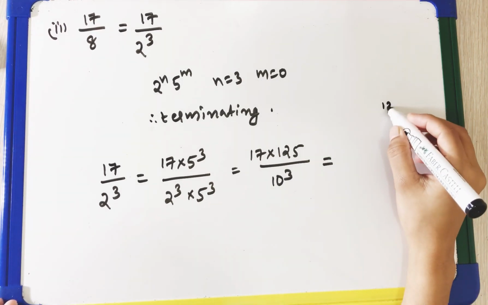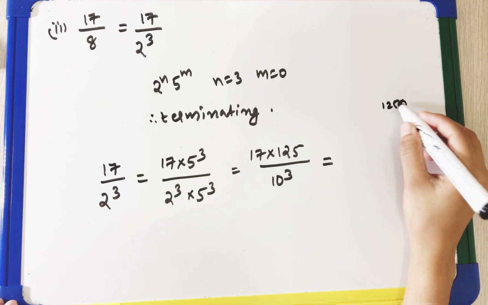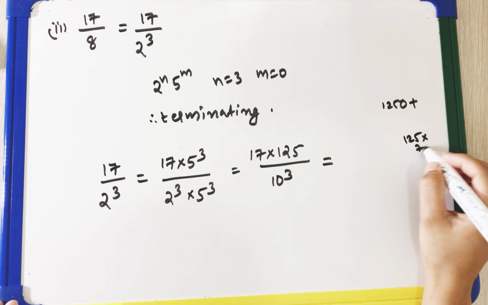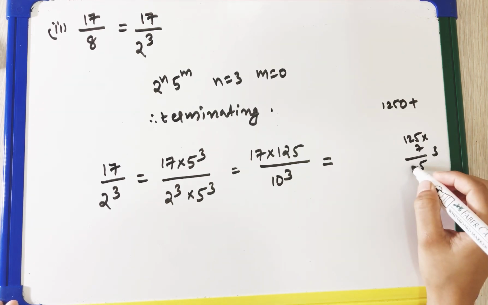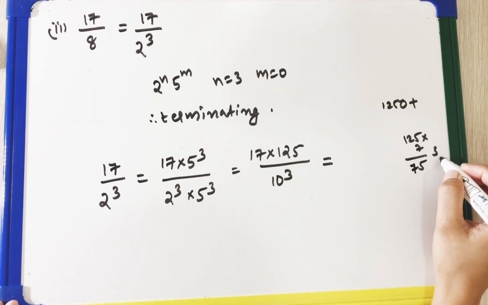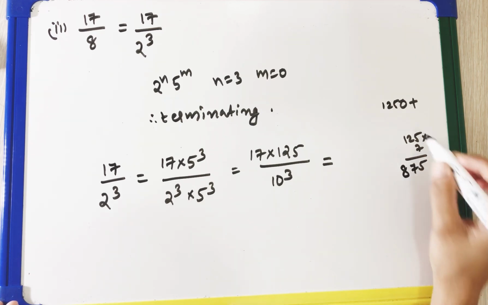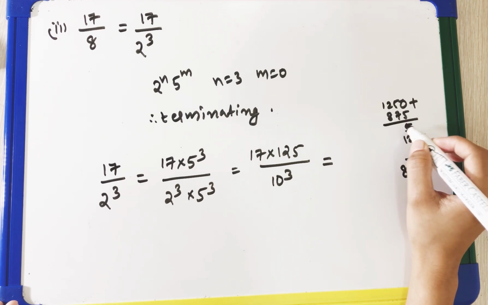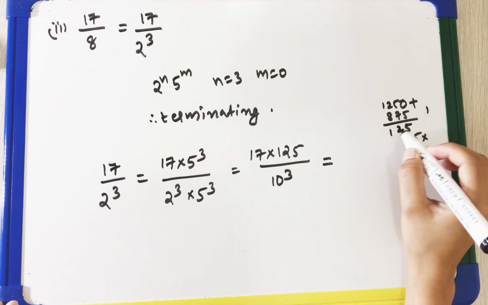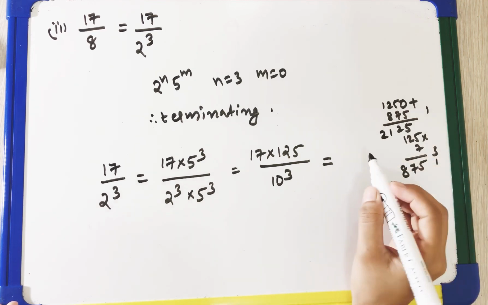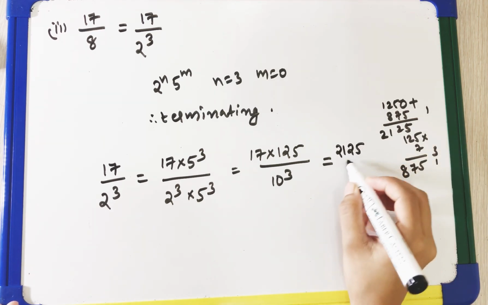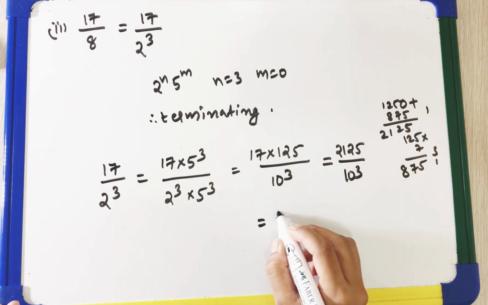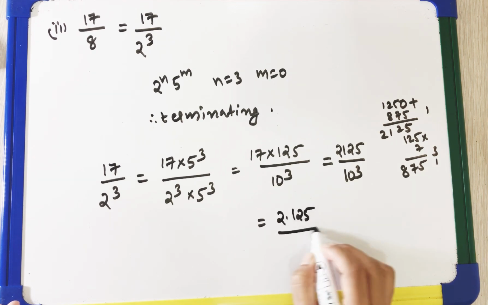which is equal to 125 into 10 is 1250, plus 125 into 7 is 875, which is equal to 2125 by 10 cube, which is equal to, after the decimal, 3 places. Therefore, 2.125.